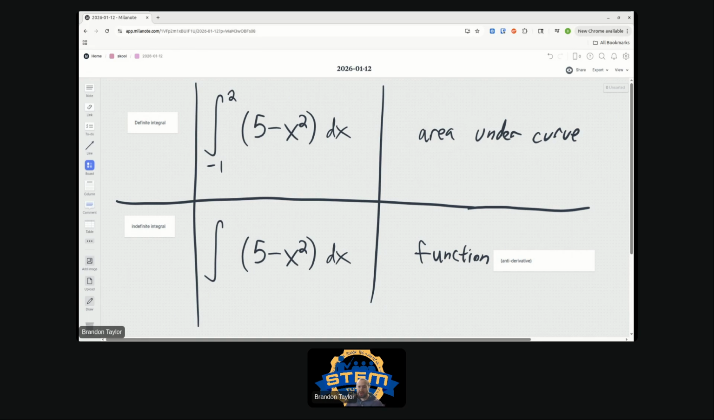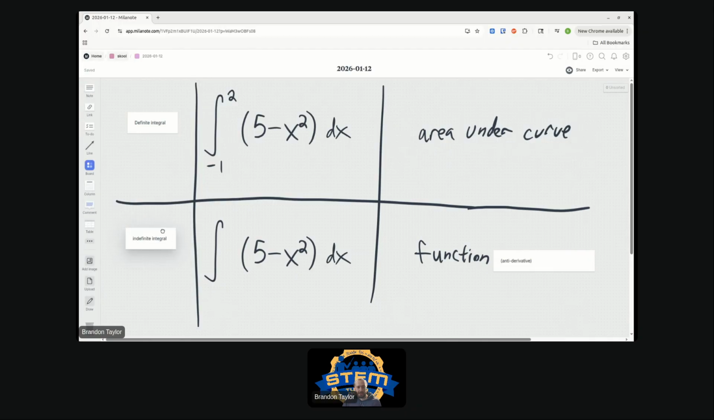It could be the change in energy. Depending on what function you're integrating, it could mean many different things in physics. But the area under the curve is always some number, and it represents some quantity in physics. So that's kind of the idea for that. That's for the definite integral.